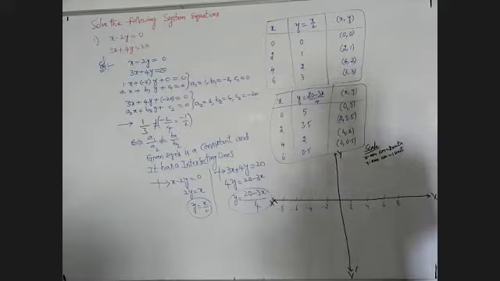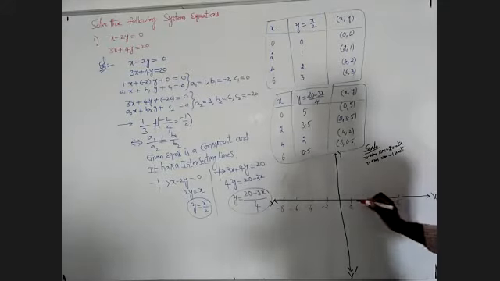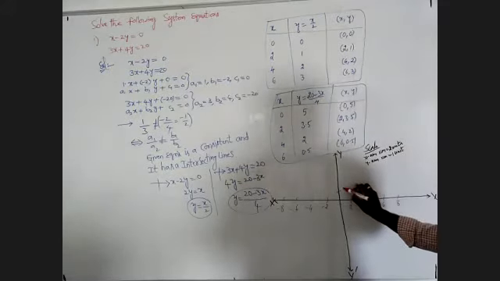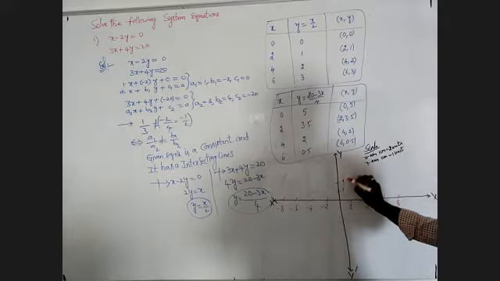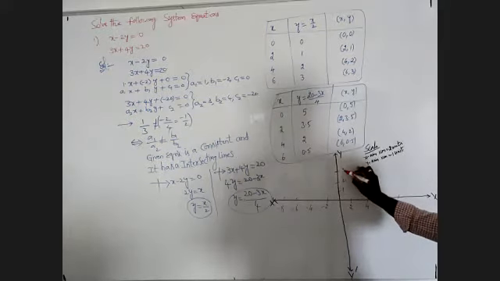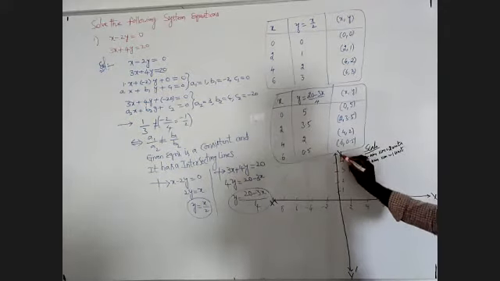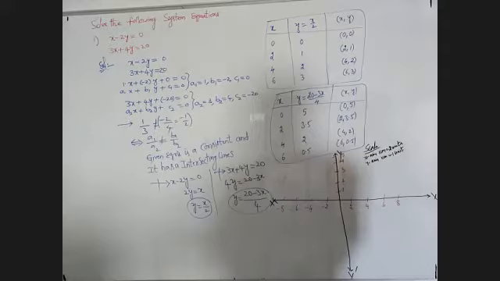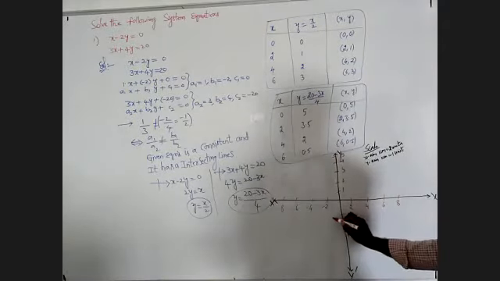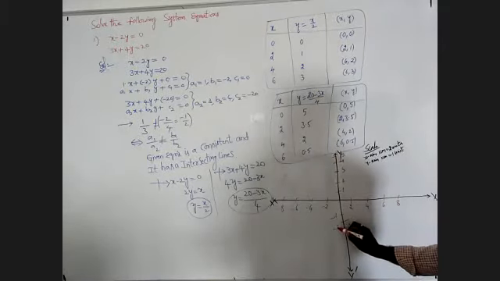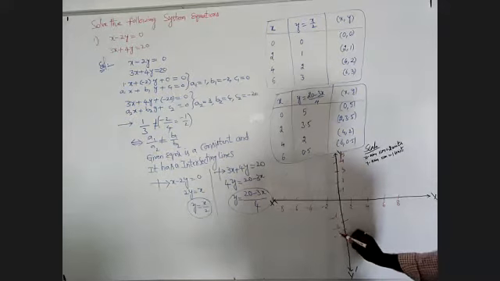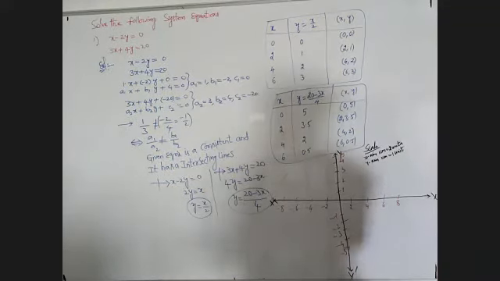On the y-axis, we must take only 1 unit. This becomes 1 unit, this is 2, this is 3, this is 4, and this is 5. On the negative y-axis, this is -1, this is -2, this is -3, this is -4, and this is -5.